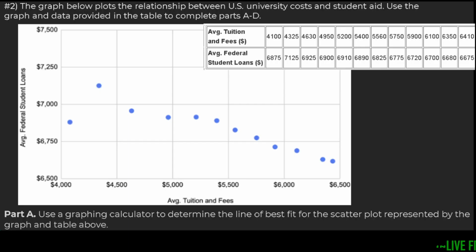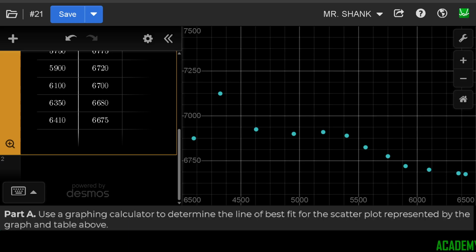So now that we have our data points in, let's take a second to breathe here, make sure that we are seeing the graph as well. So we have our data points in there, but on part A it says use a graphic calculator, that just means Desmos, to determine the line of best fit for the scatter plot represented by the graph and table above. So instead of coming up with just a rough sketch where we eyeball it, we're going to be awesome mathematicians and we're going to come up with an exact answer here. So what we could do is this.